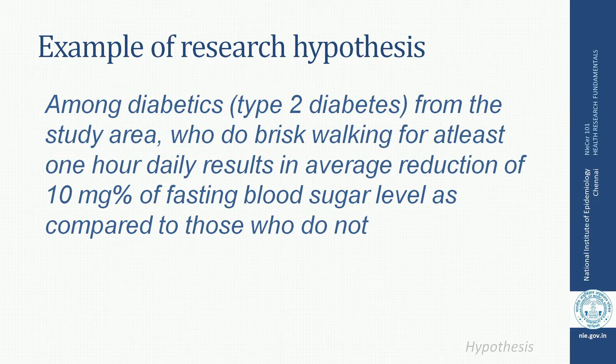An example of a research hypothesis, on the basis of the example that we are discussing on diabetes and exercise. Among diabetics with type 2 diabetes, which means they do not take insulin injection to control their blood sugar level, from an area, those who do brisk walking for at least 1 hour daily have an average reduction of 10 milligram percentage of fasting blood sugar level as compared to those who do not.